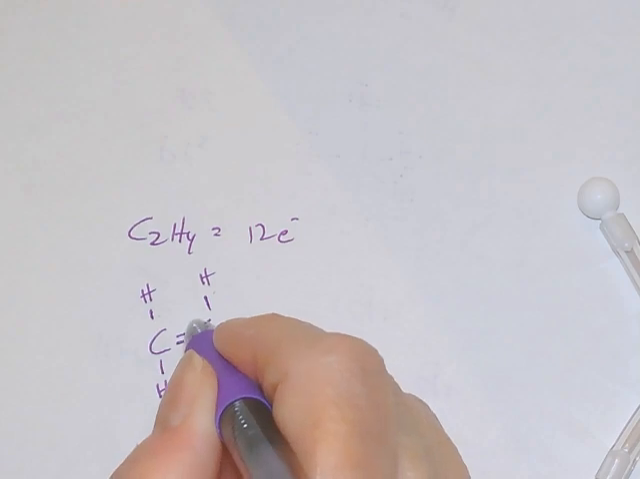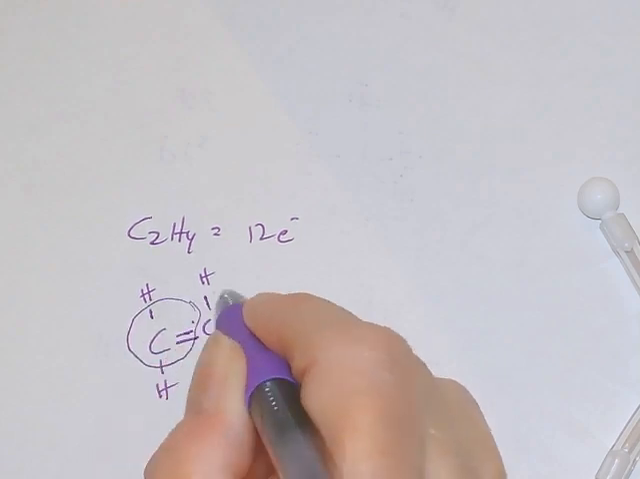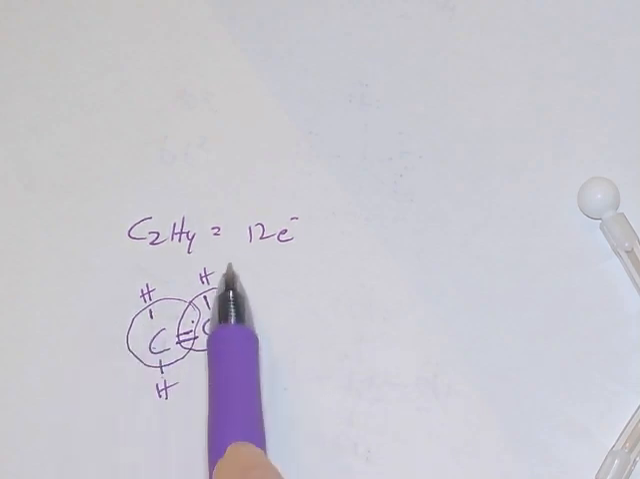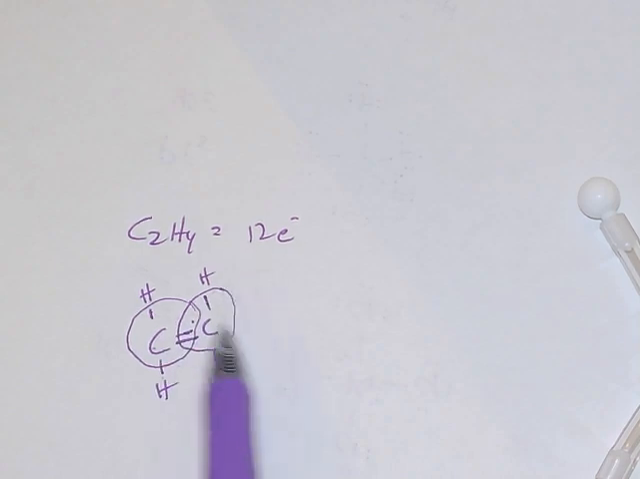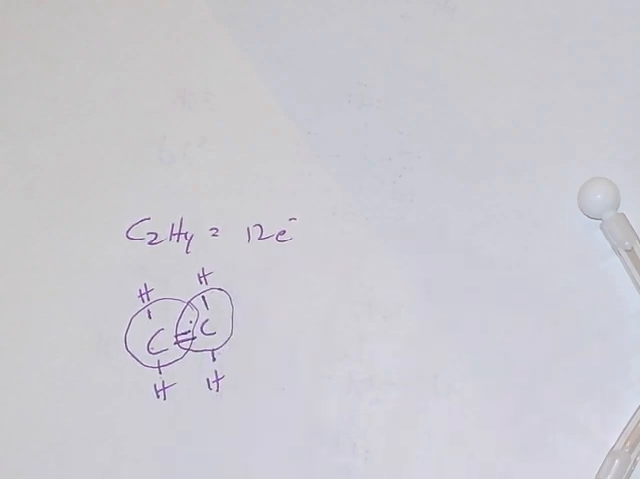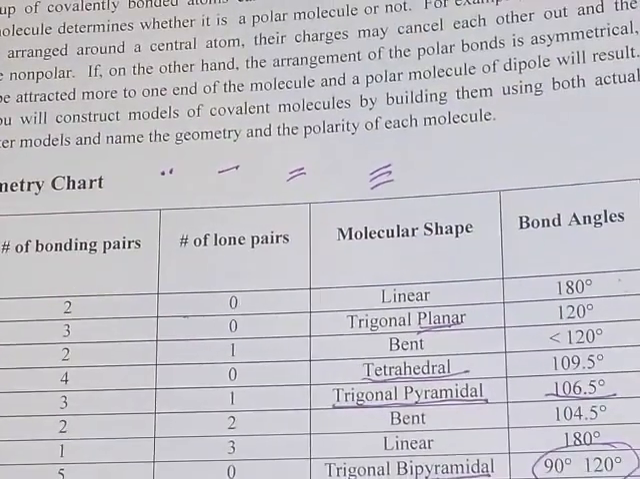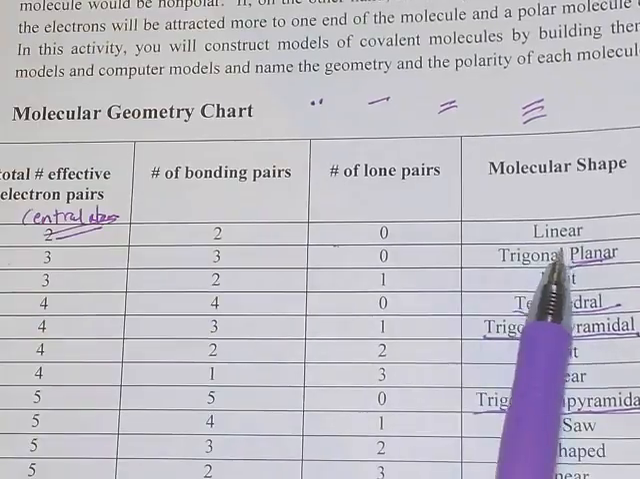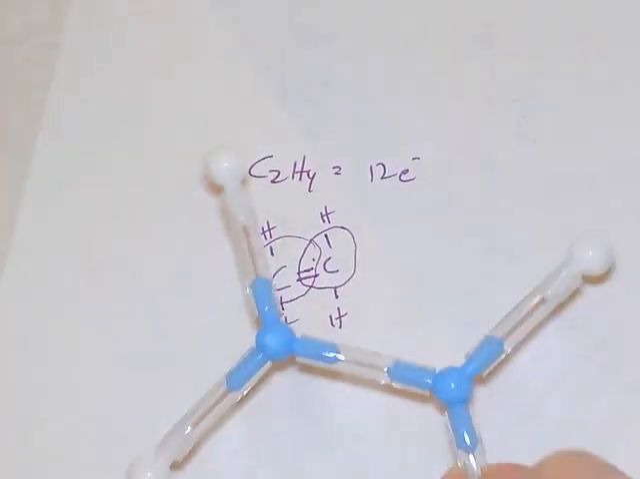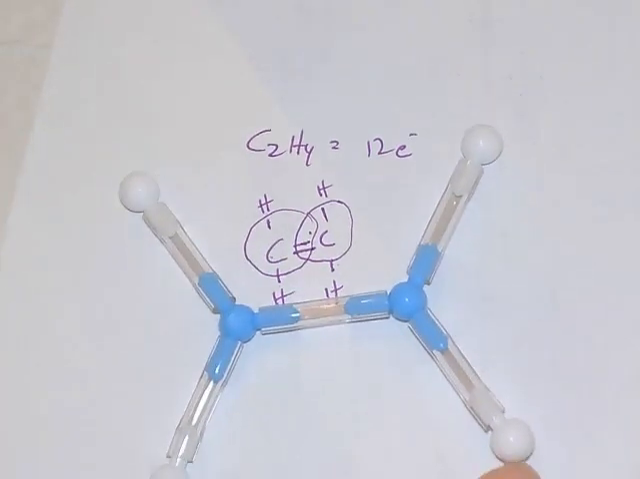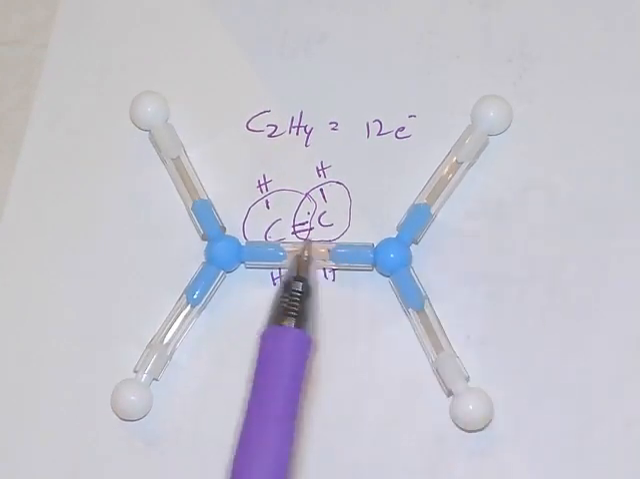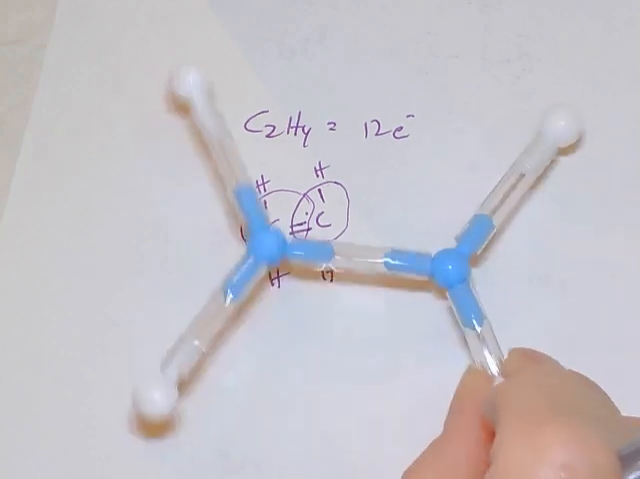So if we looked, we actually have 2 central atoms, not 1. So this carbon has 1, 2, 3 bonding sites with no lone pairs, and this one has 1, 2, 3 bonding sites with no lone pairs. So if we looked at our geometry, 3 bonding sites, okay, 3 effective pairs with no lone pair is trigonal planar. So we would be attaching 2 of our trigonal planars together to get this geometry.